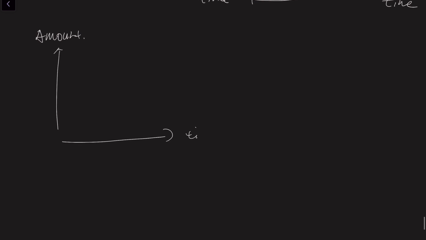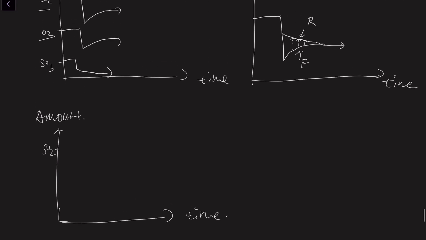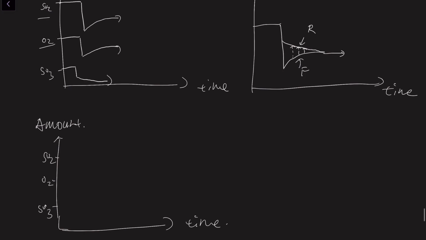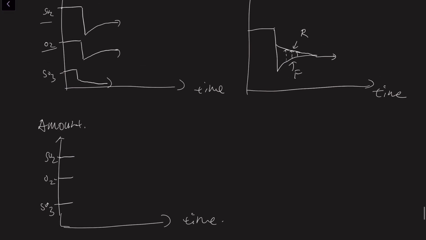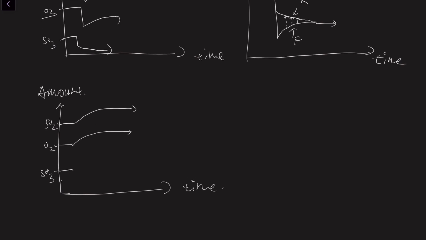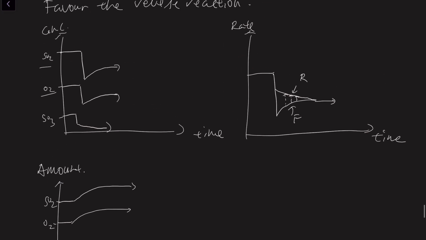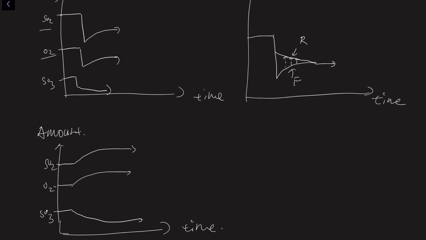Now let's look at the amount. The ranking should be the same. But we do not have this sudden drop in amount, since we are not adding or taking away any reactants or products. So because we are producing SO2, we should see gradual increase of the reactants, gradual decrease of the product. So it's very similar to the rate graph, but only that we do not have this jump or a sudden drop in amount.